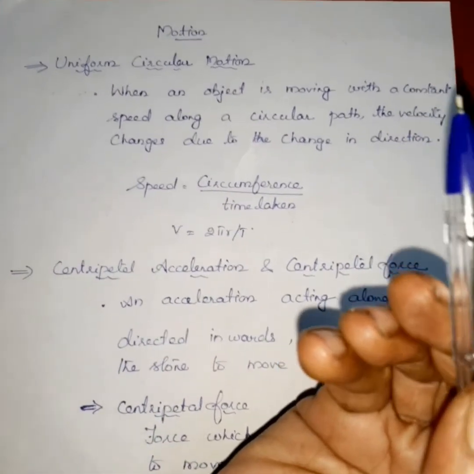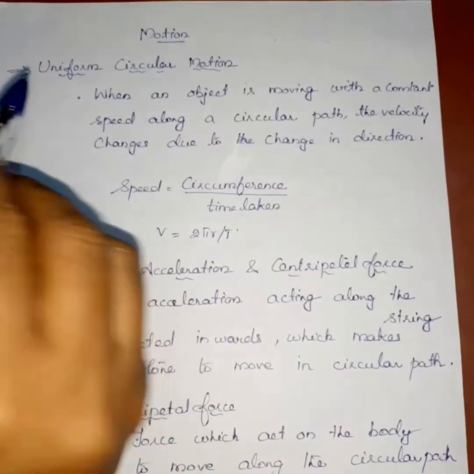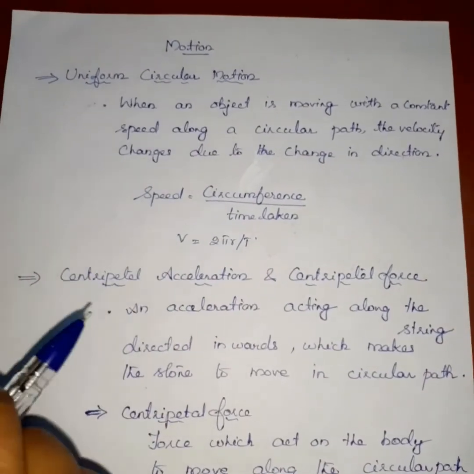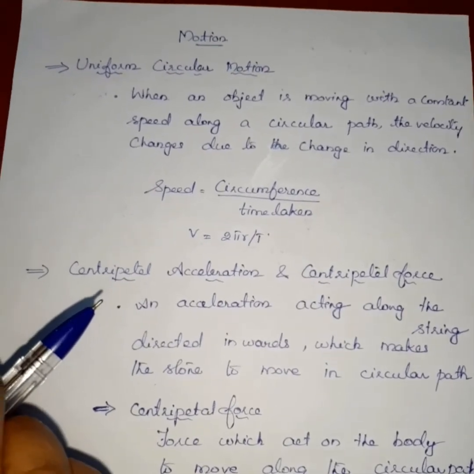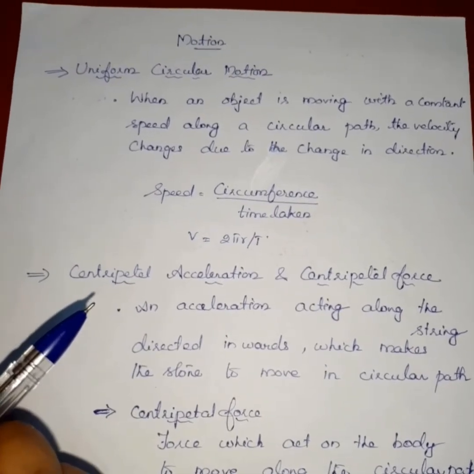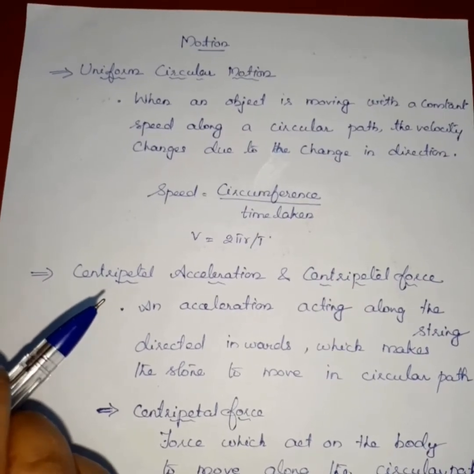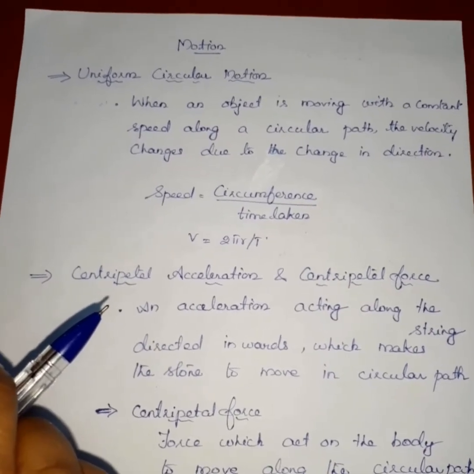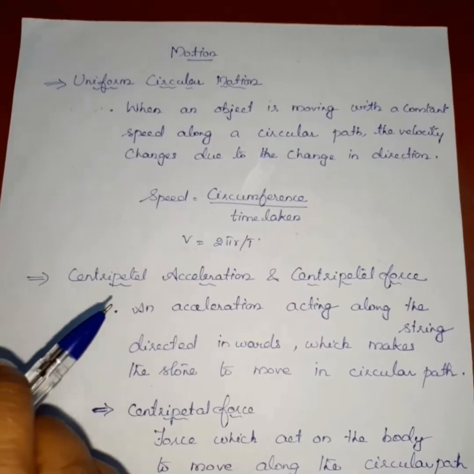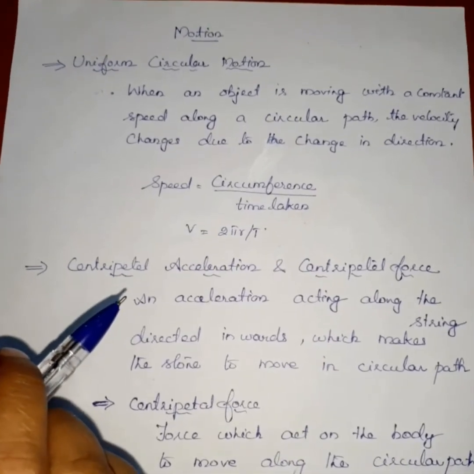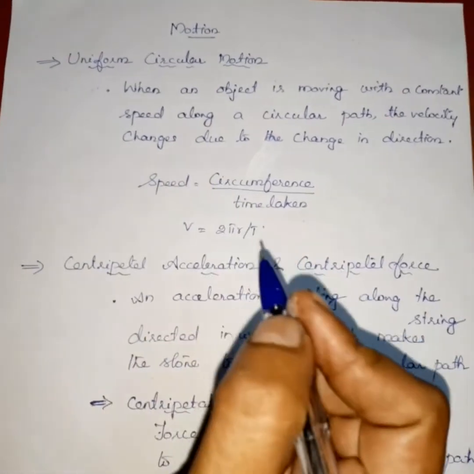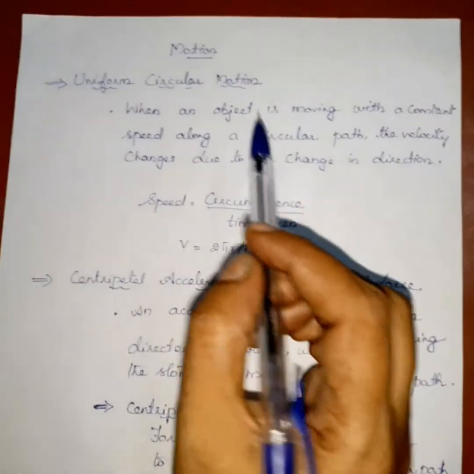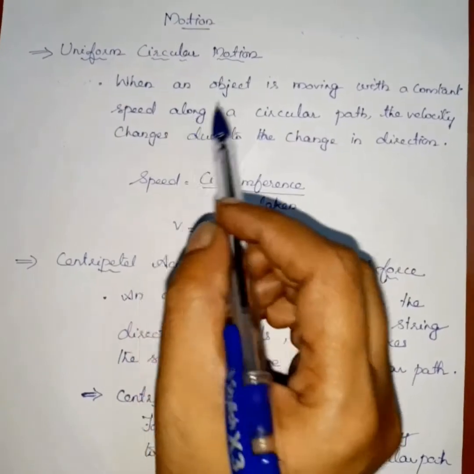Speed remains constant, but the velocity changes. Why? What is velocity? You already studied it in the previous class. Velocity is a vector quantity. It has both magnitude and direction. So uniform circular motion is accelerated. Now we are going to study the definition of uniform circular motion.